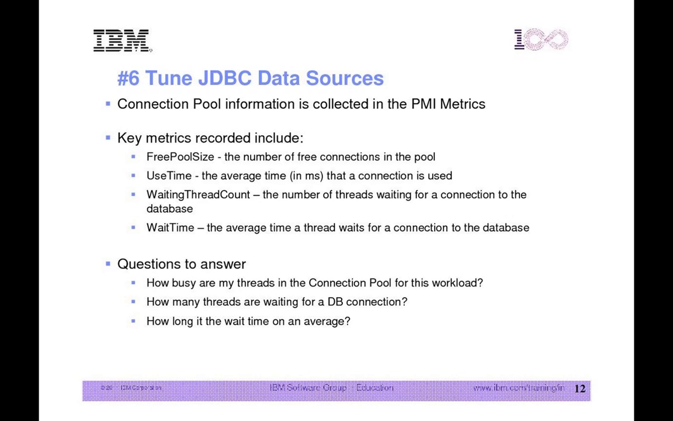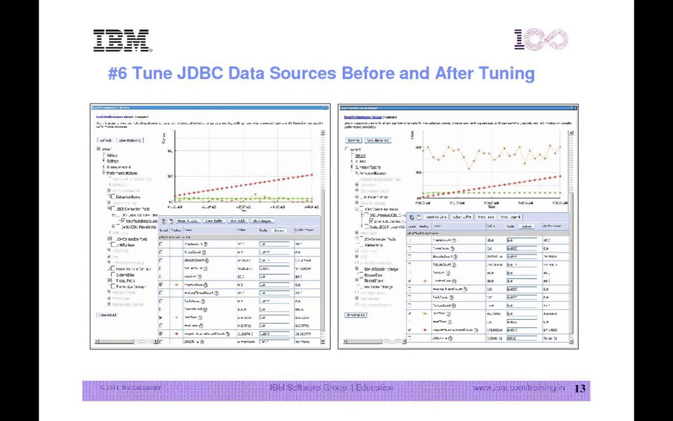This is again how you monitor the data source. Here you will see that your connection pool size was very small in the earlier case. It was only 10, and on the right side we have increased it to somewhere around 40.